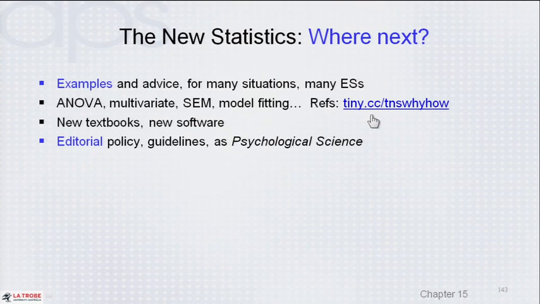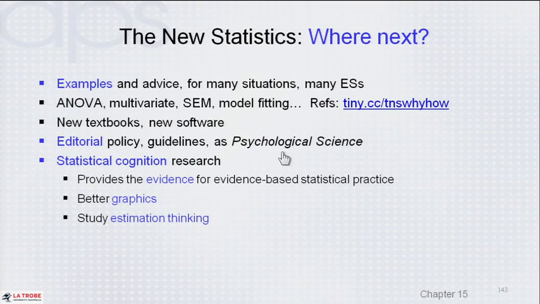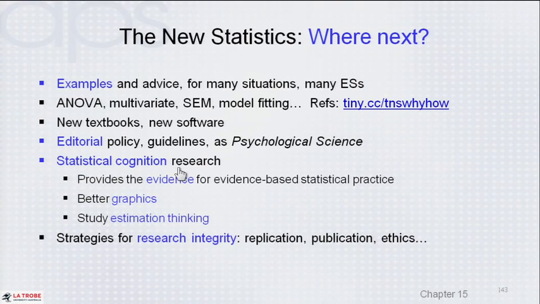And in the tutorial article, I try to point to some books that do some of that. We need much better software that puts estimation front and center. And then journals should follow Psychological Science, or work out their own version, to lead the way. Statistical cognition research would be great, so we can give more informed advice as to what sort of pictures, what sort of representations are good. And of course, research integrity. We need lots of work, as I indicated earlier, about policies and practices and resources and expectations, so we can all do much better there.